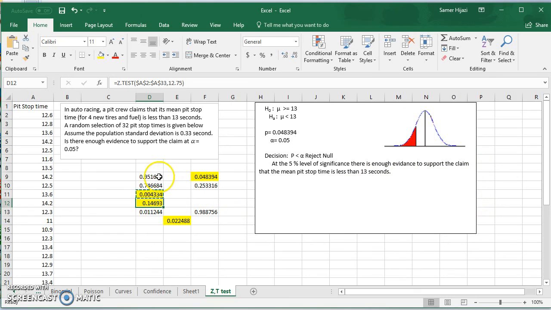Always remember that the z function returns the right tail. So if you want the left tail, you have to take 1 minus. If you want the right tail, you just keep it as it is. And if you want a two-tail, you have to take 2 times the minimum of z and 1 minus that.